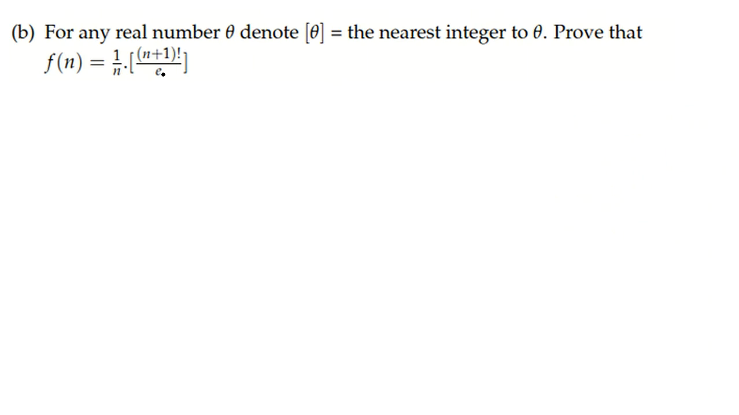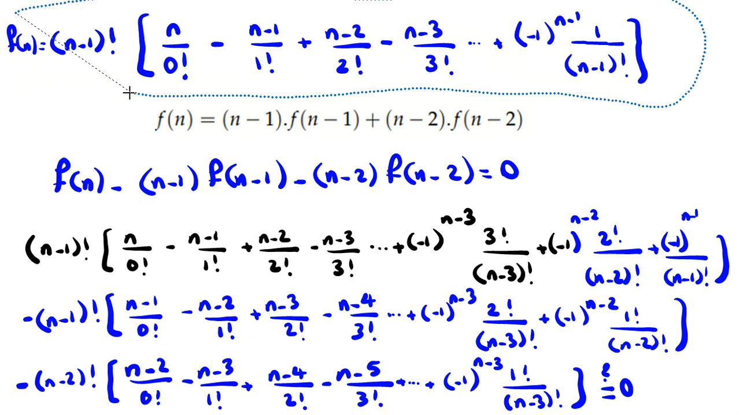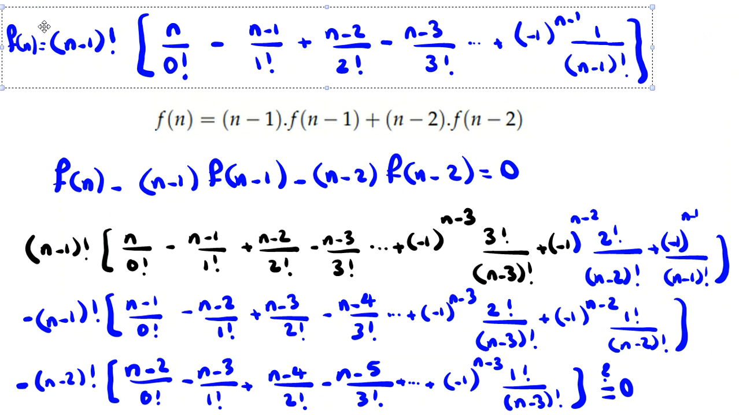Part B: for any real number theta, denote by this sign the nearest integer to theta. Prove that f of n equals 1 over n times the bracket of (n plus 1) factorial over e, Euler's number. So now we try to use the term that we've proved for the previous part, that f of n equals this. And from here, we want to solve this problem.